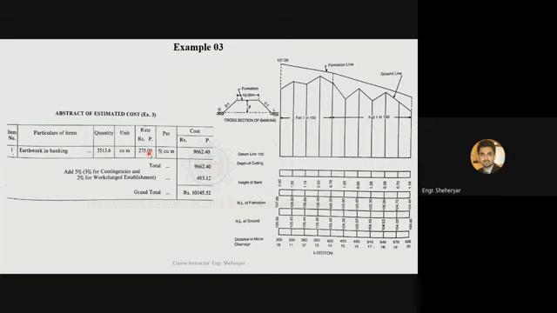So how can you do this? You can do this by dividing this 275 by 100, and you will get 2.75 rupees per cubic meter. Multiply this 2.75 rupees with 3513.6 cubic meters, and you will get the total cost of excavation. Now add contingency charges, etc., 5%. So this will give you 483 for contingency charges. Add this with the total cost of the excavation, and you will get the grand total cost of the excavation.